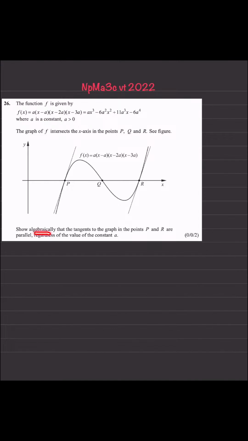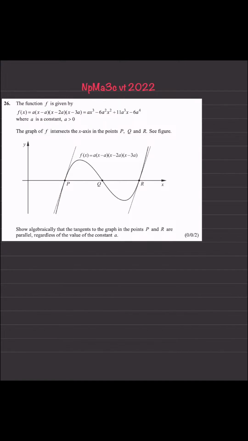Show algebraically that the tangents to the graph in the points P and R are parallel, regardless of the value of the constant a. Okay, so if I want to solve this problem, the goal is to show that two lines are parallel. If I want to show two lines are parallel, I should show that the k values, the slopes of these two lines, are equal. In order to find the slope of the tangent line, I have to calculate the derivative of the function, and replace x in the derivative with the x coordinate of the point of tangency.